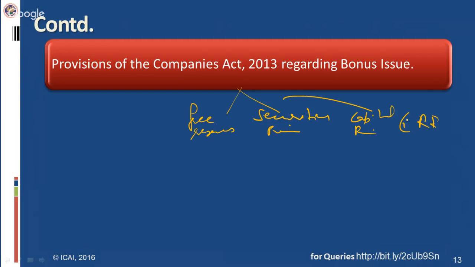Some students are confused regarding free reserves. What are free reserves? The definition of free reserves is very important to understand, because in the Companies Act the term free reserves is specifically discussed, in section 2(43). Free reserve means any reserve which, as per the latest audited balance sheet of the company, is available for distribution as dividend. That means it must be available for distribution as dividend.